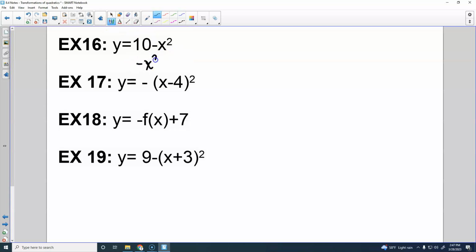Negative x to the second plus 10. That is the same, right? I can switch this order as long as I keep signs with the numbers they're supposed to go with. So what do I have here, Aiden? Okay, quadratic.